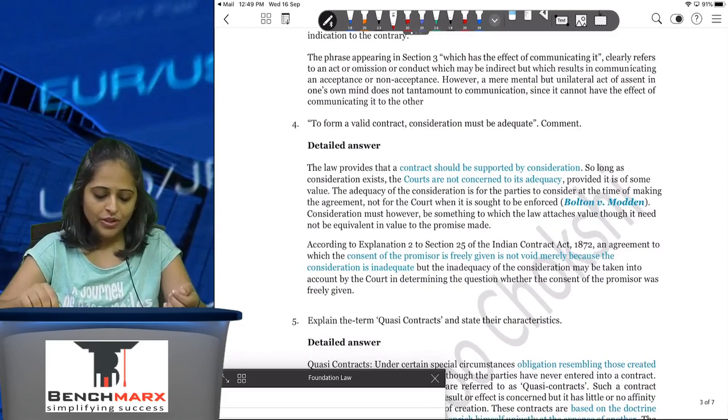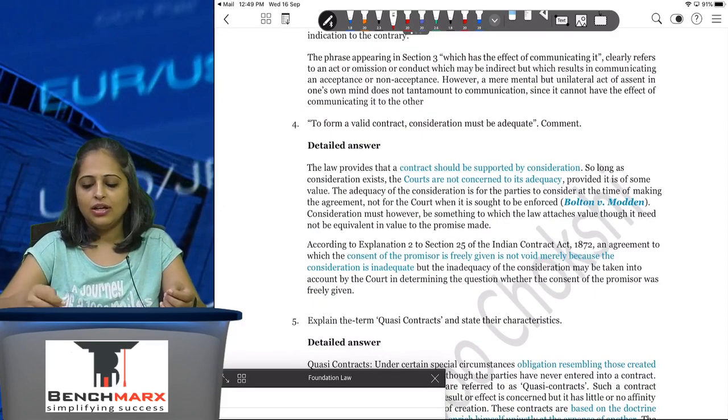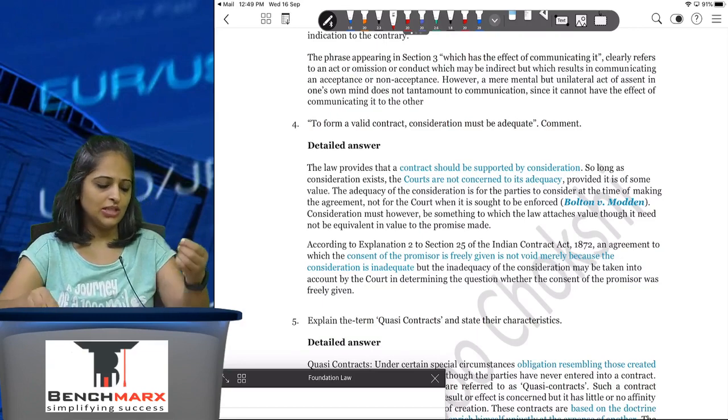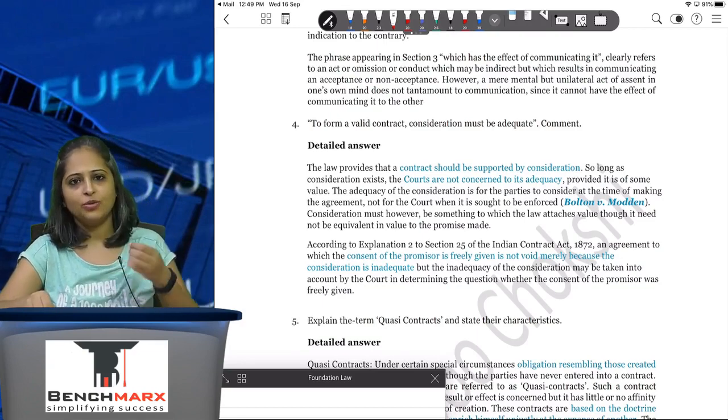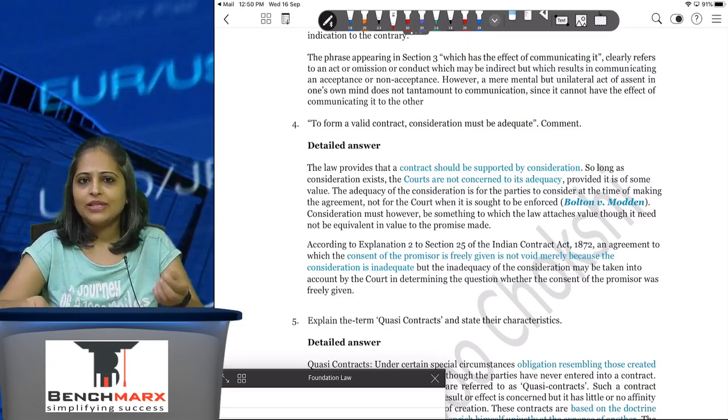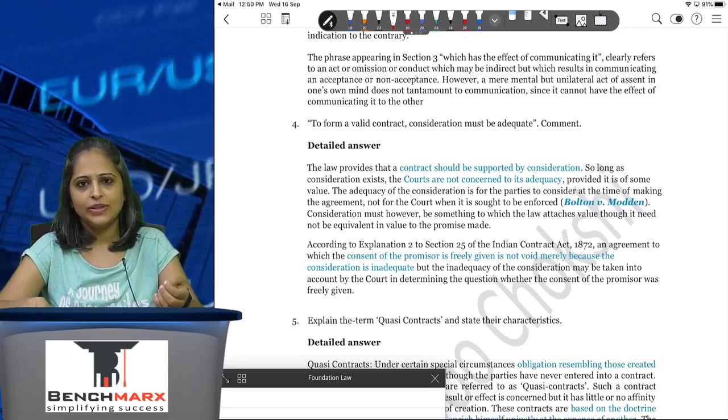Question number 4. To form a valid contract, consideration must be adequate. Again, consideration is what we have studied in the Indian Contract Act, which says that consideration is one of the most essential elements which is required if you want to enter into a valid contract. But the adequacy of consideration is not at all relevant. The courts have given previous rulings as well that the adequacy of consideration is something which the court should not consider.